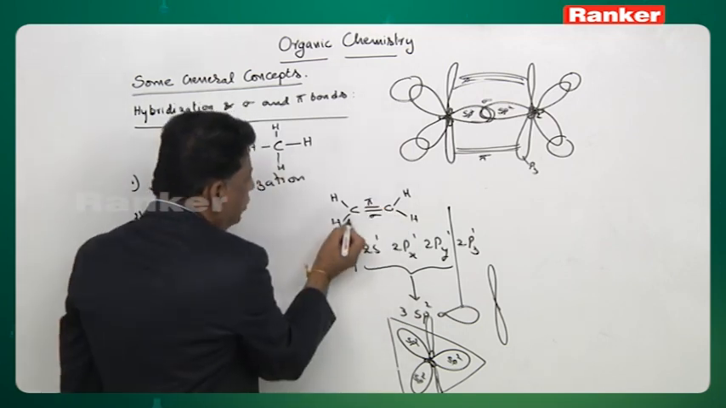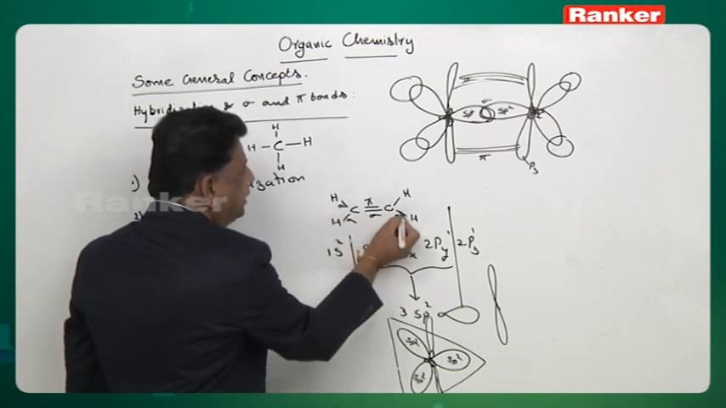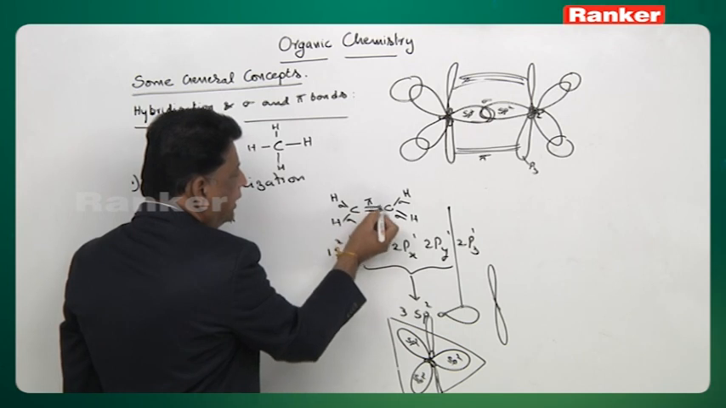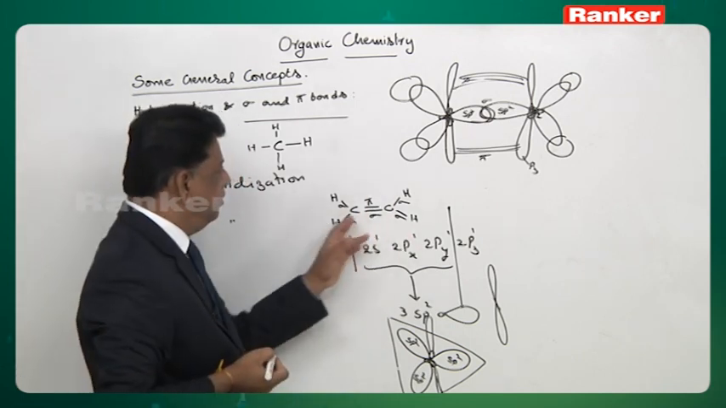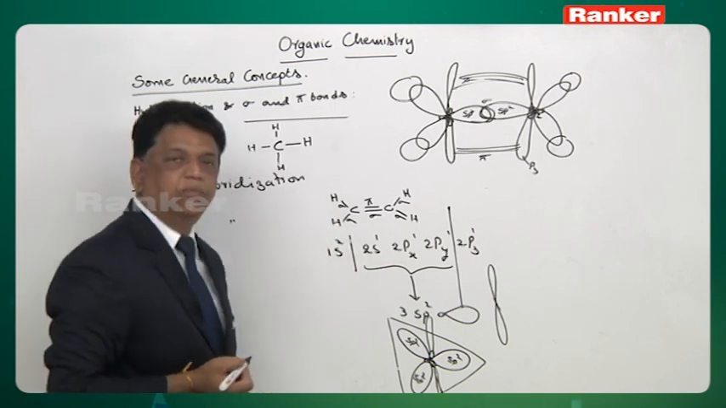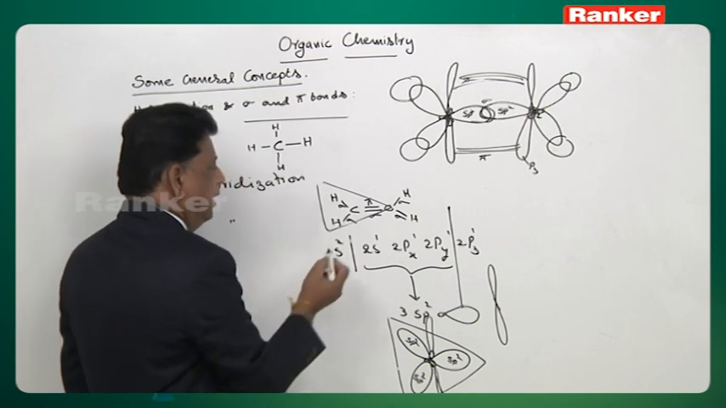So totally each carbon makes 3 sigma bonds, and this is the pi bond. Altogether we have 3 plus 2, 5 sigma bonds and 1 pi bond. At each carbon the symmetry will be trigonal planar.